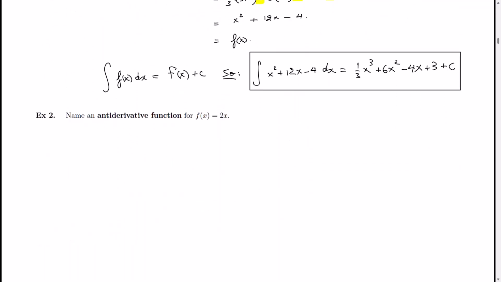Now, before we look at the rules, let's see if you have a little bit of intuition. I want you to pause the video for a second and try to answer this second question that we have, where it says, name an antiderivative function for the little f of x, which is equal to 2x. So can you pause the video for a second and think about this for a moment? Is there a function called big f of x that you can add a constant to it whose derivative will be the little function f of x, which is equal to 2x? Is it possible? Can you guess what that big function f of x should be?